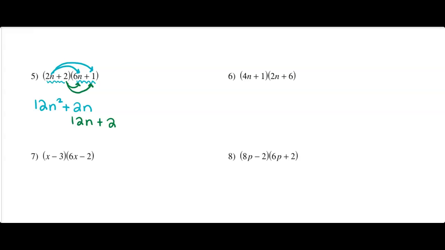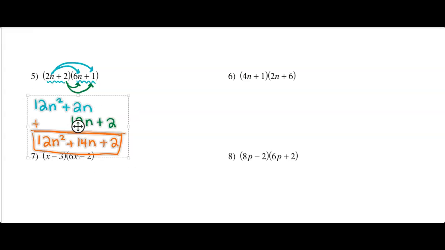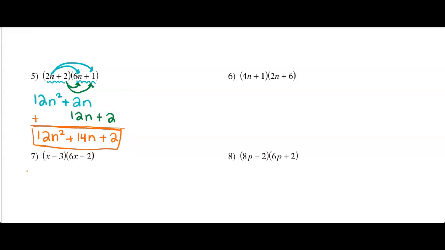I've stacked them so that the like terms stack up together. We can then combine all of our like terms, so 12n squared plus 14n plus 2 is our final answer. So whenever we do a binomial times a binomial, the majority of the time we will come out with a trinomial. Now there are times that that will not hold true, but most of the time you'll come out with a trinomial.